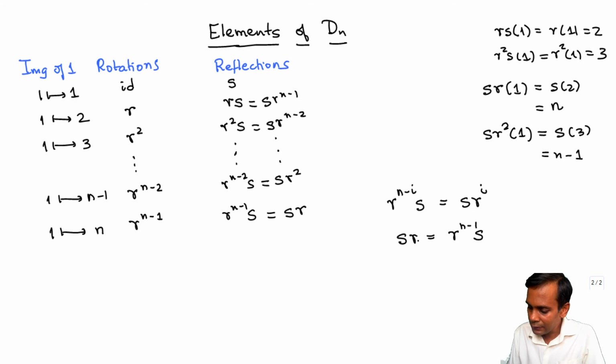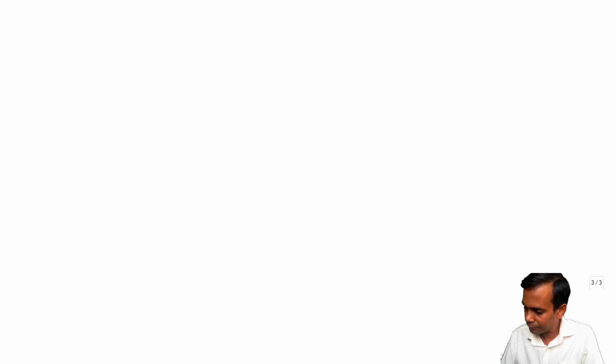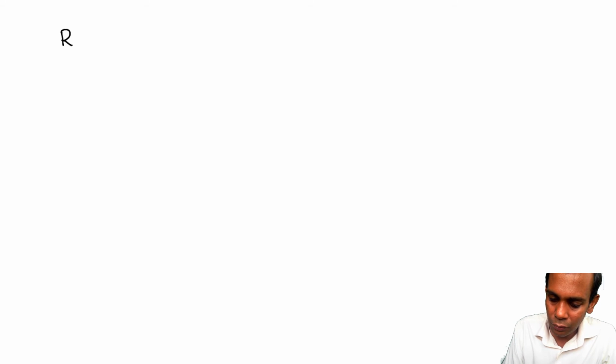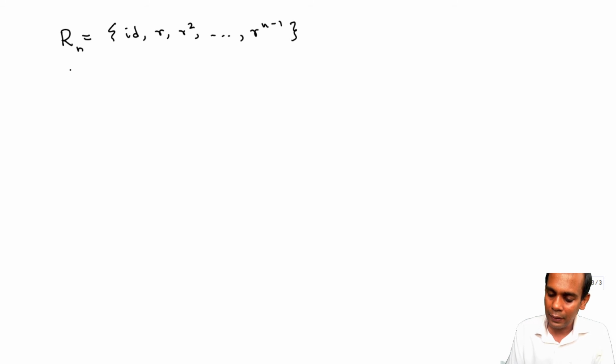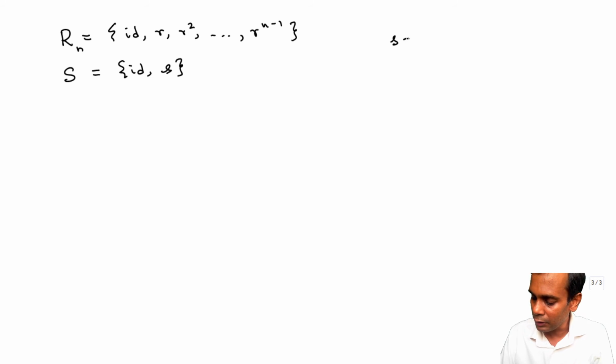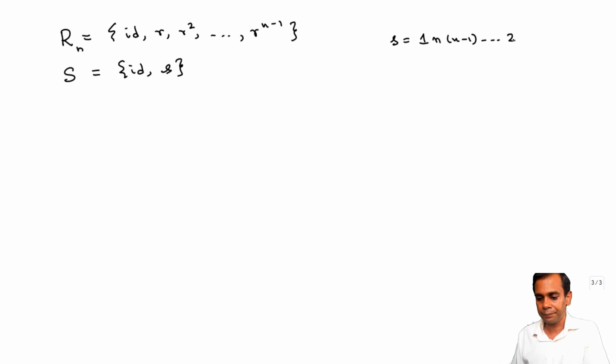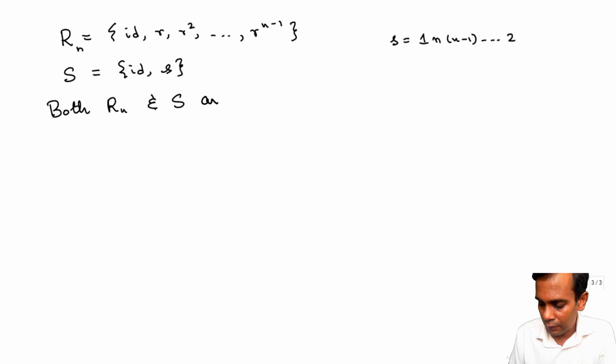So what we are seeing is, let Rn be the set of all elements of the form identity. Sometimes I write 1 for identity. So identity, R, R squared, up to R to the n minus 1, and then R to the n is back to the identity. And then S is the subgroup identity and this element little s. Remember, little s is the element which takes 1 to 1, 2 to n, 3 to n minus 1, and n to 2. So both Rn and S are subgroups of Dn.